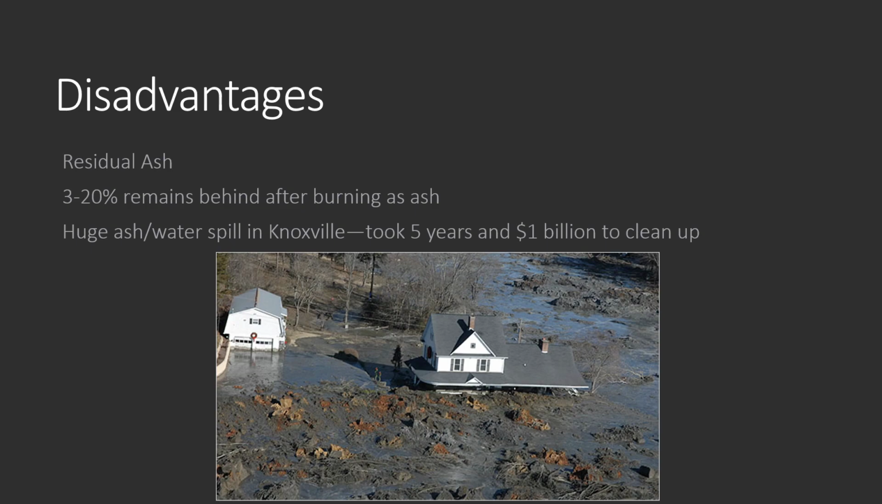There's also residual ash, which is about 3 to 20% that remains behind after it's burned, because there has to be something left behind. And there was a huge ash water spill in Knoxville, and it took about 5 years and about $1 billion to clean up afterward because of how toxic and dirty it was. In that ash, there are heavy metals and radioactive material.